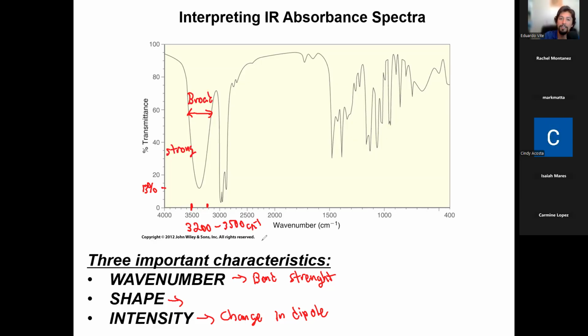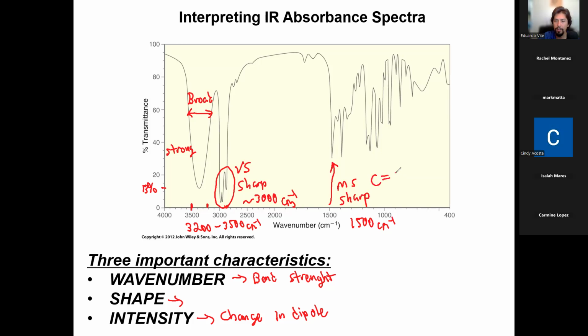That is how we talk. That is how we discuss this graph, right? So here are some very strong, sharp signals at around 3000. This is how we talk. I'm just giving you sentence examples. Here is a potentially medium, strong, sharp signal at 1500. And most likely this is a carbon-carbon double bond. I'll tell you later how we know.